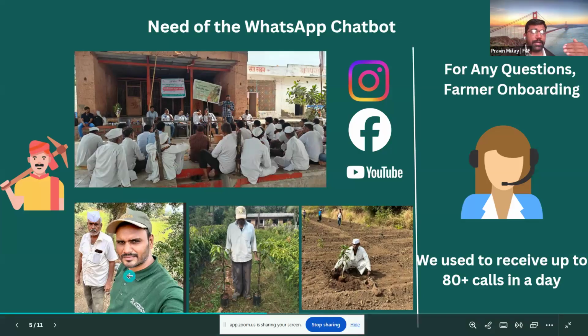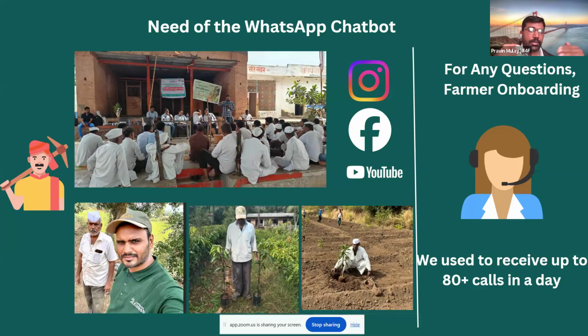Second is that our field team, or some field executive, visits the farmer's land, checks the land, and does the formal onboarding process with some documentation and all of the processes that we do. And then we distribute the saplings and the drip material, and then the farmer does the tree plantation.